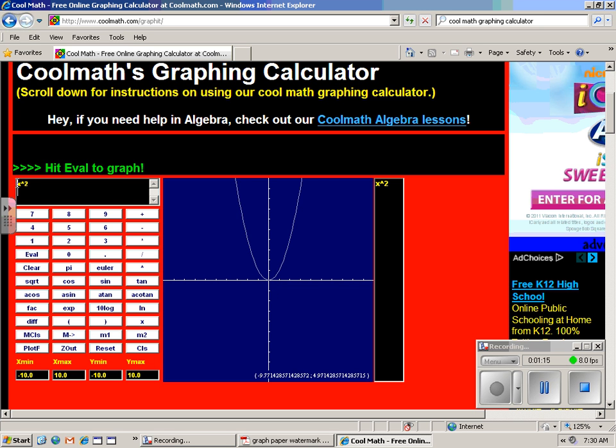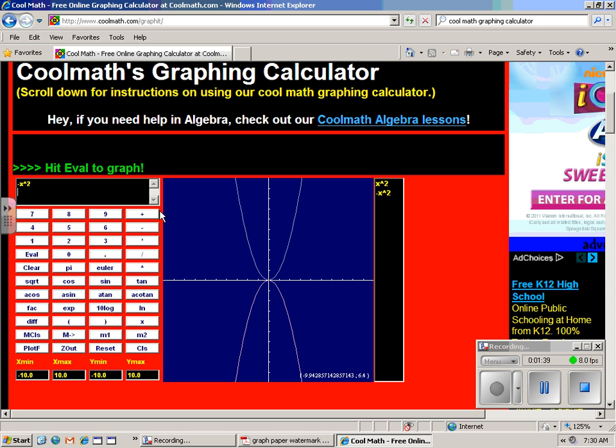Now I'm going to go back up here and put a negative sign in front of my x squared. What happens when I do that? Remember, negative means opposite. The negative flips it, so it's pointing the opposite direction. Now my parabola opens downward. Here's my vertex. It's still in the same place, but now my vertex is a maximum.